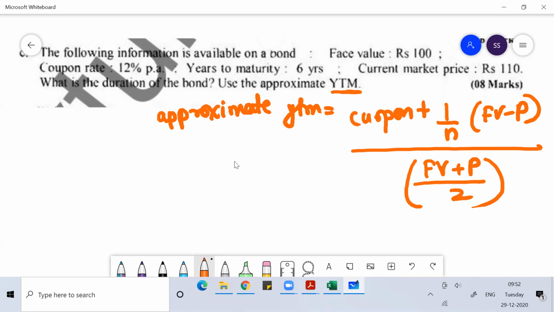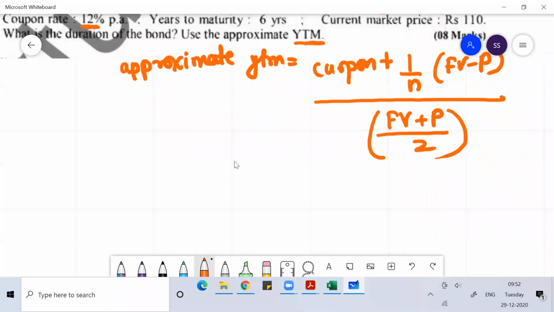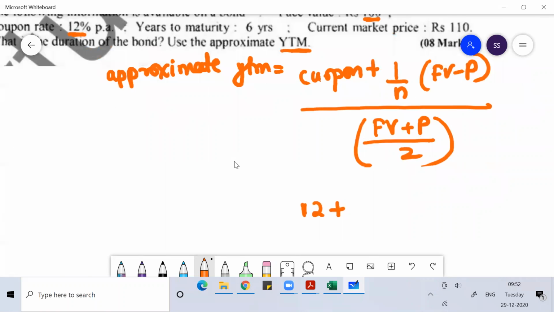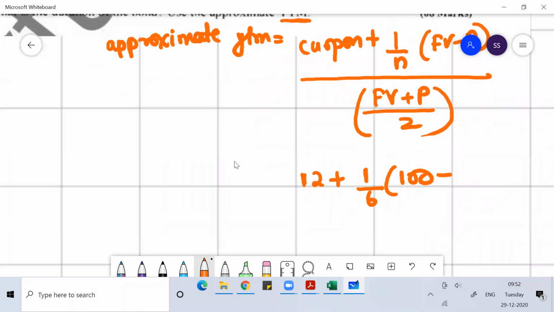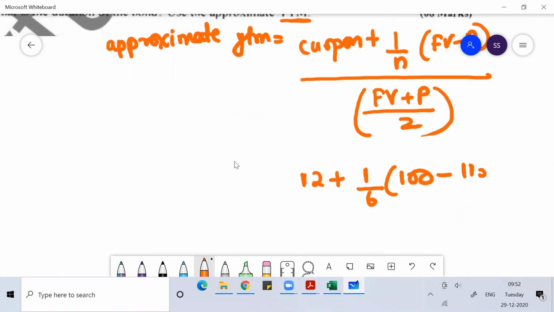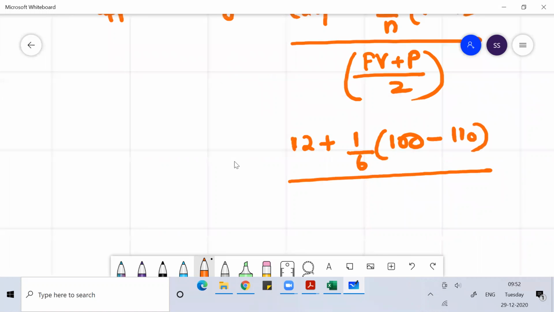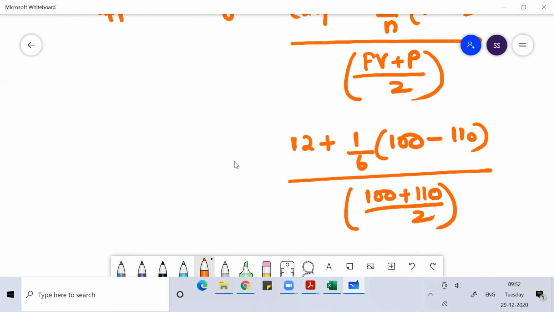So here the coupon rate is 12%. Face value is given to you as 100 rupees. So 12% of 100, the coupon is 12. 1 by n, n is how much? N is 6 years. Face value is 100. Price is given to you as 110. Just divide by 100 plus 110 divided by 2. That will give you the approximate YTM.